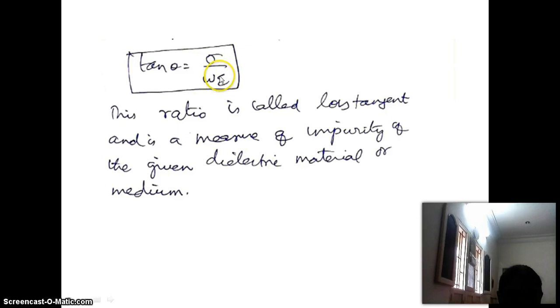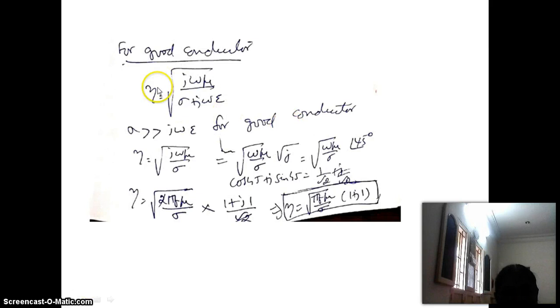For a dielectric material, omega epsilon is very much greater than sigma, and for a conducting medium, sigma is very much greater than omega epsilon. Now we substitute for a good conductor in the expression for intrinsic impedance. As I said, for a good conductor the conductivity is very much greater than j omega epsilon, which represents the displacement current. So the conduction current is very much greater, and you neglect j omega epsilon.